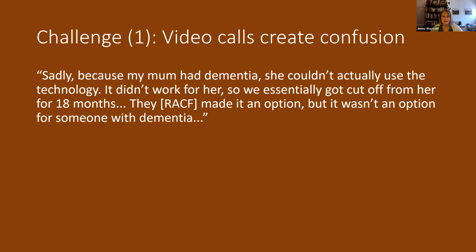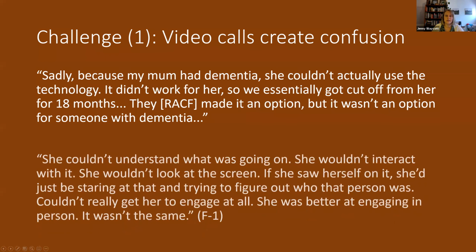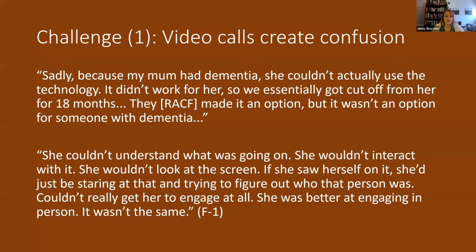This participant lives in regional Victoria, and her mother is at an aged care home 30 kilometres away. So normally they would have a lot of face-to-face in-person communication. And the reason it didn't work is because of the confusion. "She couldn't understand what was going on. She wouldn't interact with it. She wouldn't look at the screen. If she saw herself on it, she'd just be staring at that and trying to figure out who that person was. We couldn't really get her to engage at all. She was better at engaging in person. It just wasn't the same."